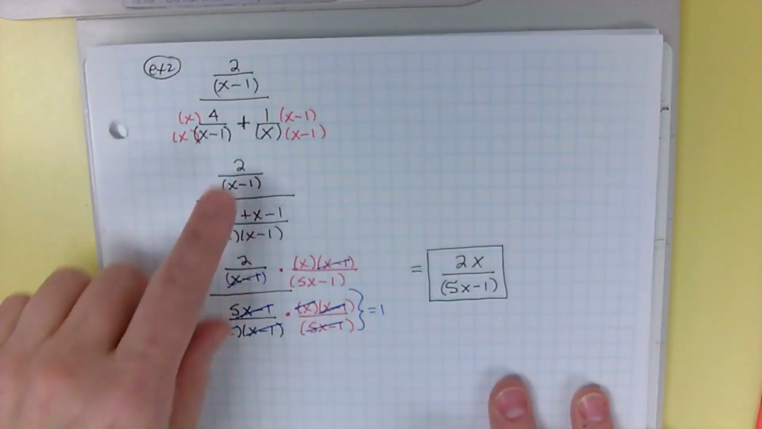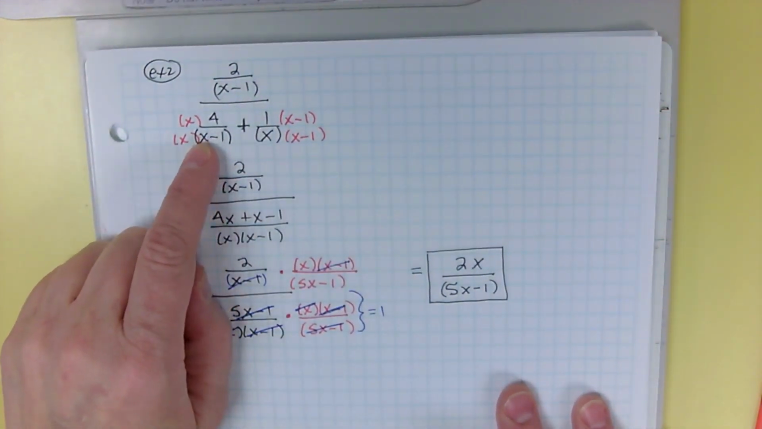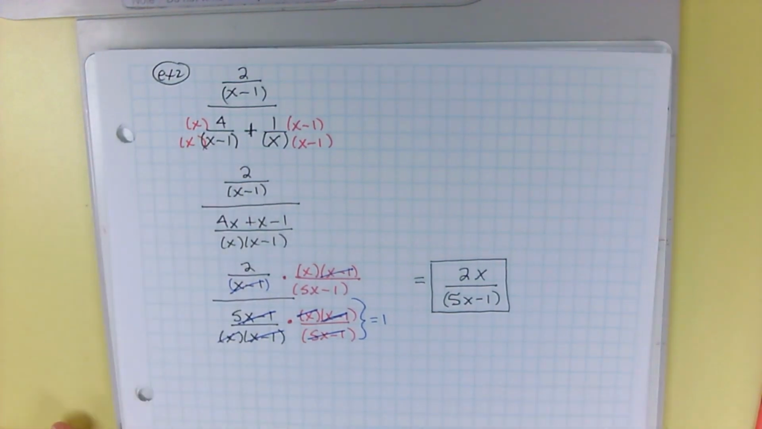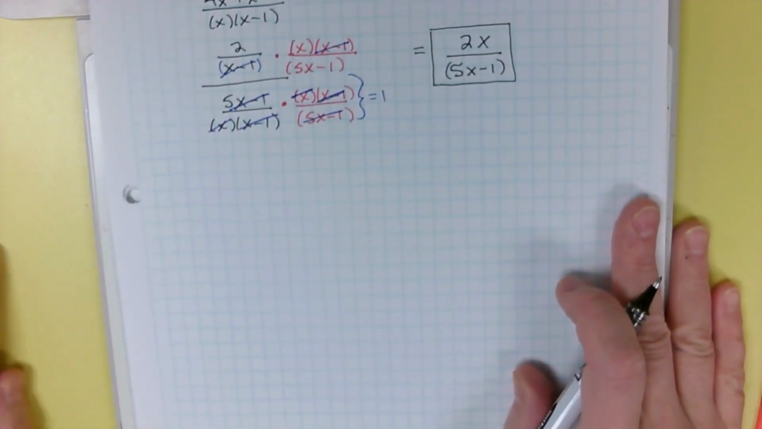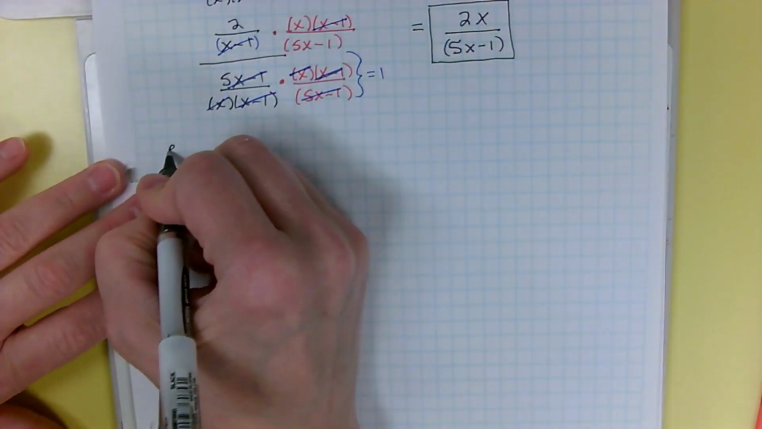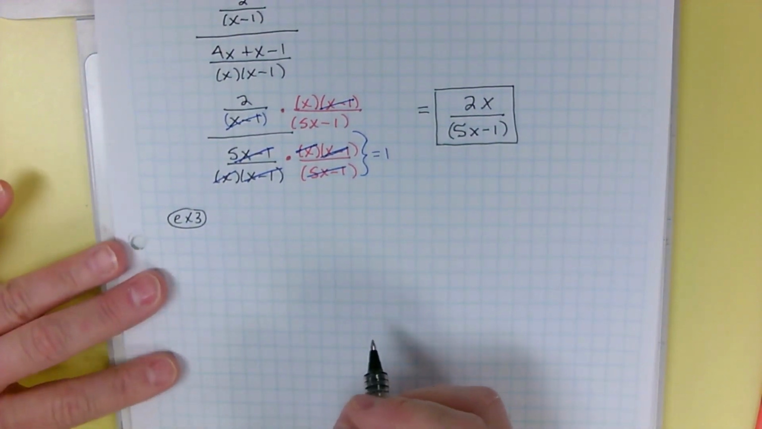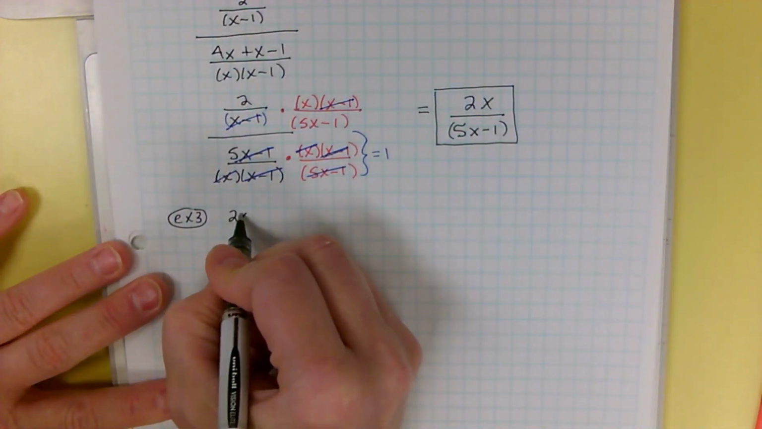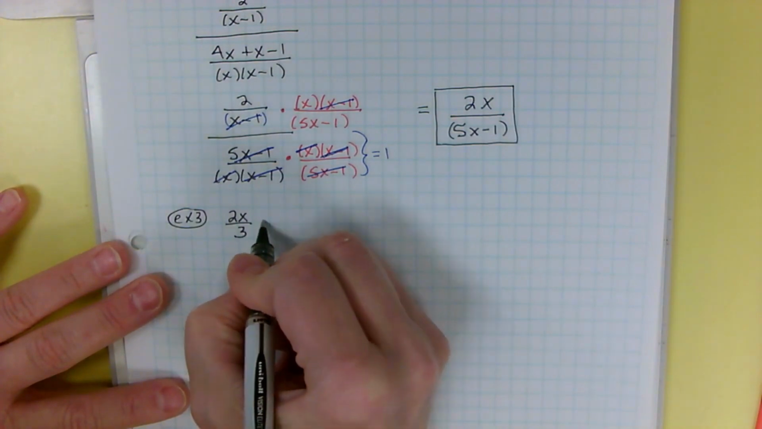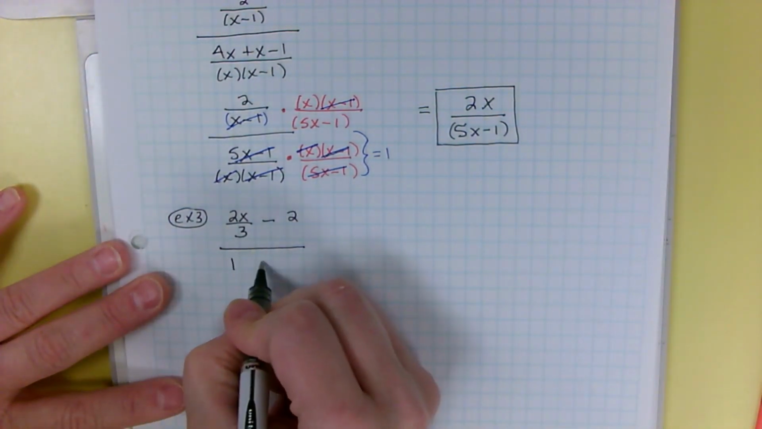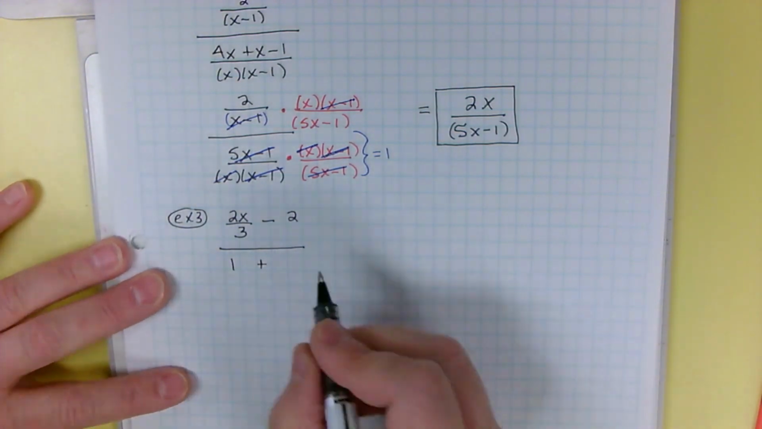So don't forget that a monomial x and a binomial x minus 1 are not the same thing. You have to treat them as separate entities. All right, last one. This one, to a certain extent, is easier than the other two, but sometimes they're so easy they're difficult. So this one is 2x over 3 minus 2 all over 1 plus 12 over x.